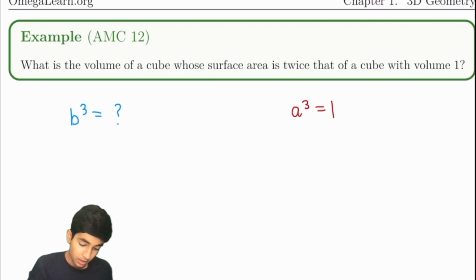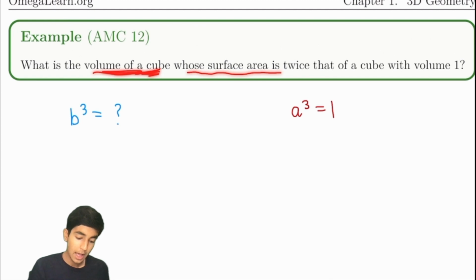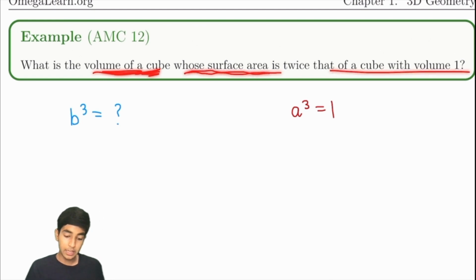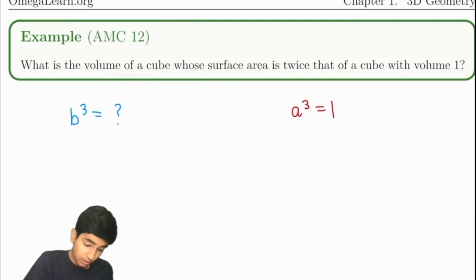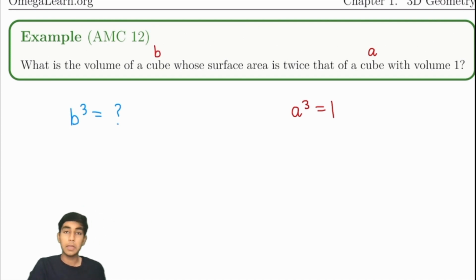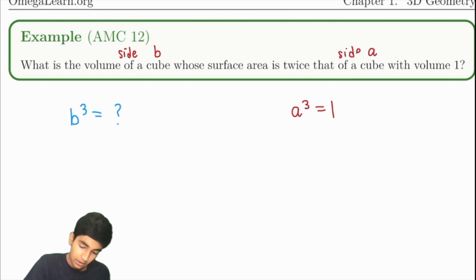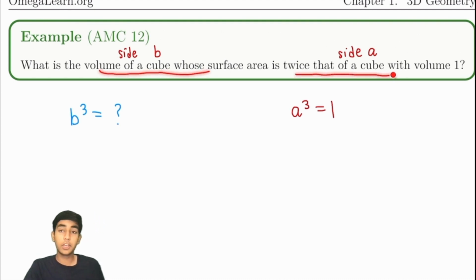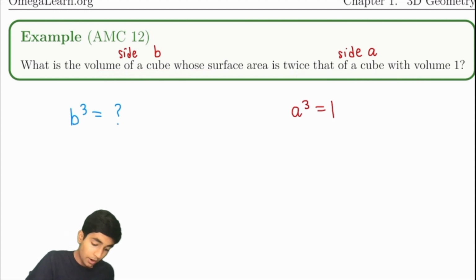Now, what is this condition? The new cube we're trying to find the volume of has a surface area twice that of the cube with volume 1. So I'm just going to write here: this is the cube with side length A, and the cube with side length B. We're given that the surface area of the cube with side length B is twice that of the cube with side length A. So what is the surface area of a cube with side length B?